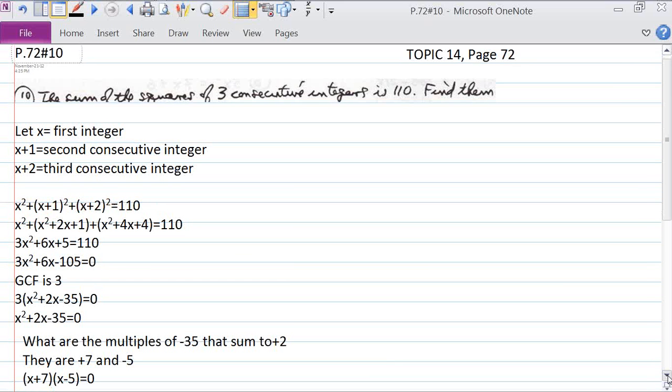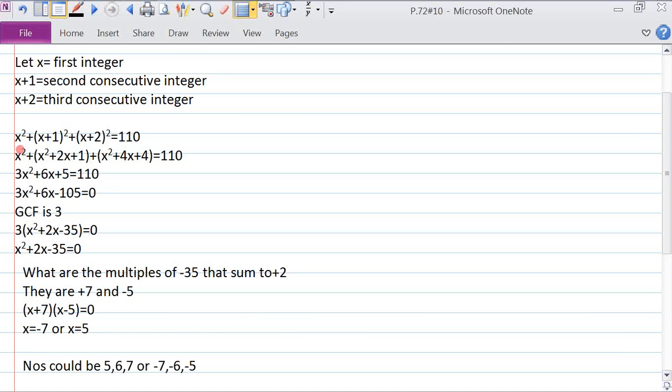is 110. Now, if I expand, this is x squared. X plus 1 times x plus 1 is x squared plus 2x plus 1. If I multiply x plus 2 times x plus 2, it gives me x squared plus 4x plus 4. And this 110 is this 110 here. So if I sum the x squared here, the x squared here, and the x squared here, I get 3x squared. If I sum the 2x plus the 4x, I get plus 6x. And if I sum the 1 and the plus 4, I get plus 5.